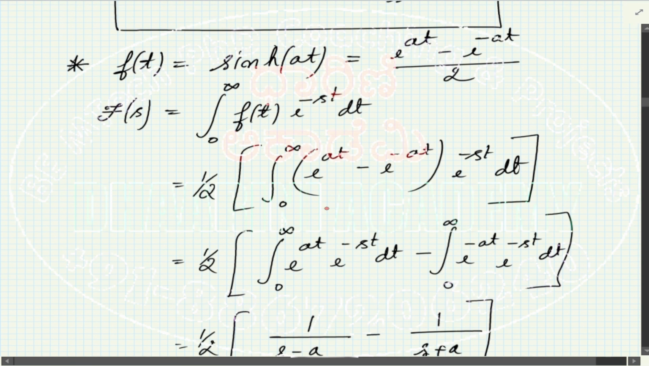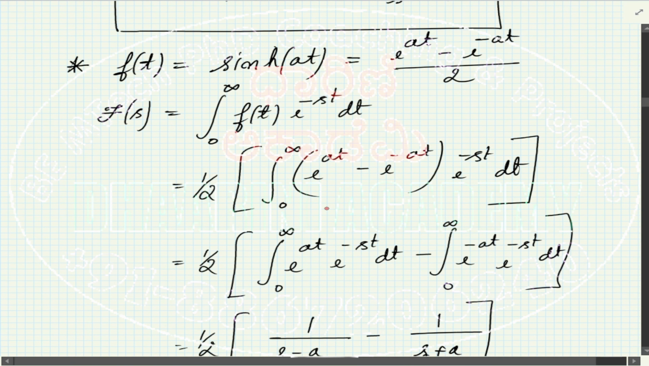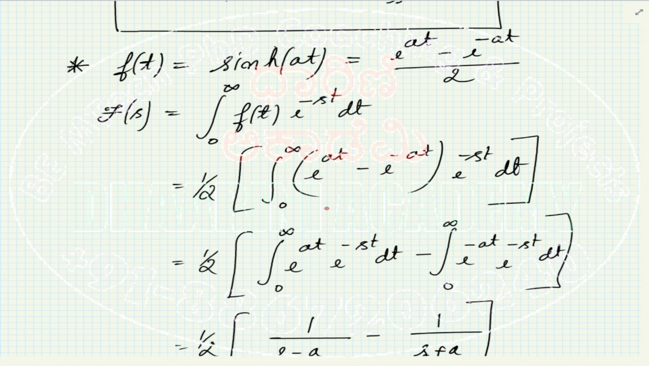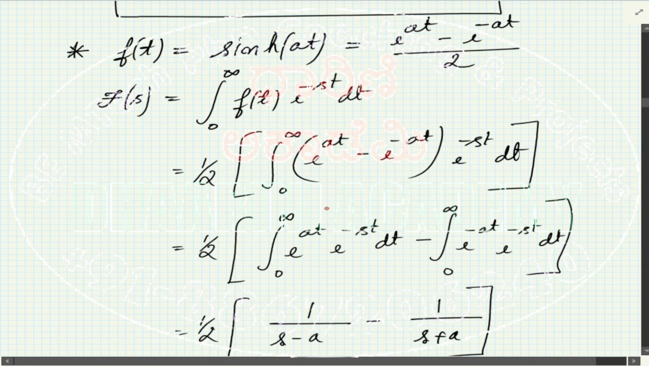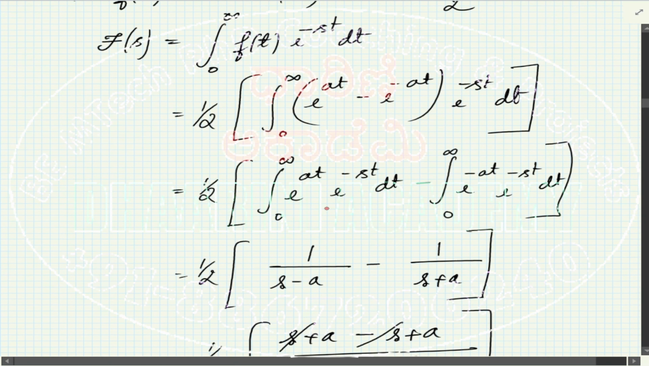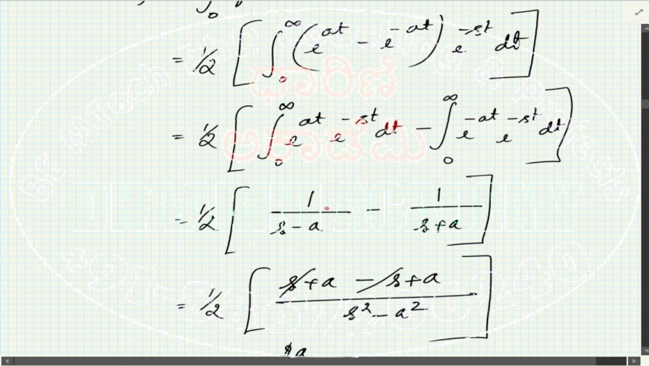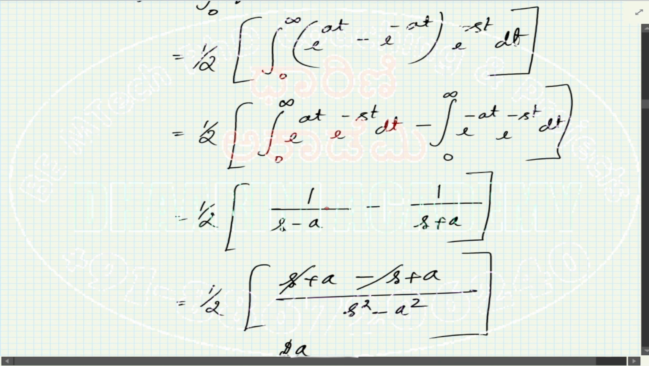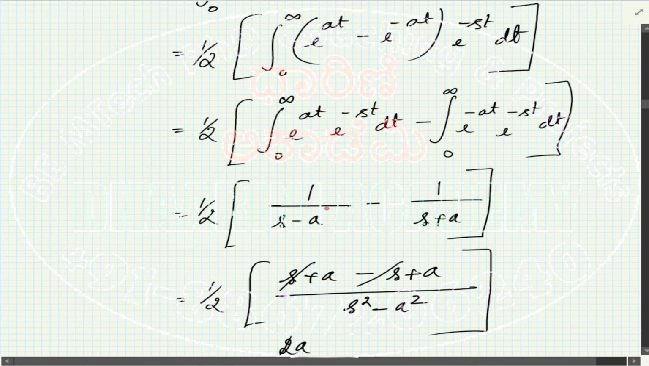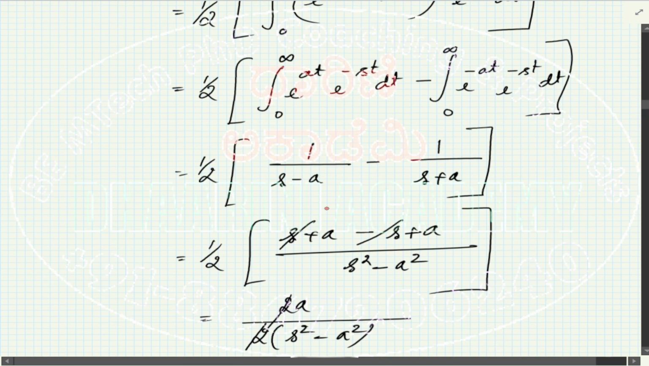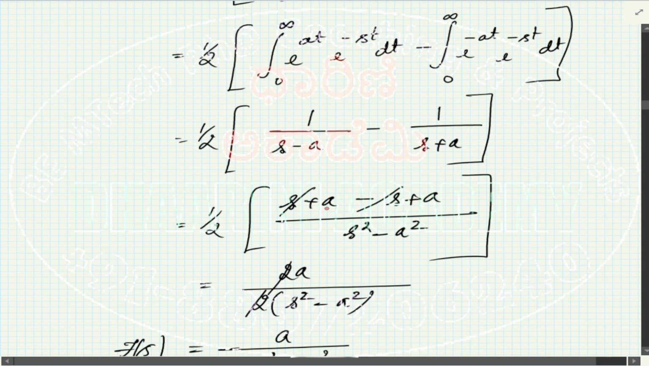Next one is sine hyperbolic. Sine hyperbolic is defined as e to the at minus e to the minus at by 2. Everything remains the same. You can see the steps, and the only change is the minus sign in the middle. Because of the minus sign, the s will get cancelled now instead of a. So the final answer becomes a by s square minus a square.